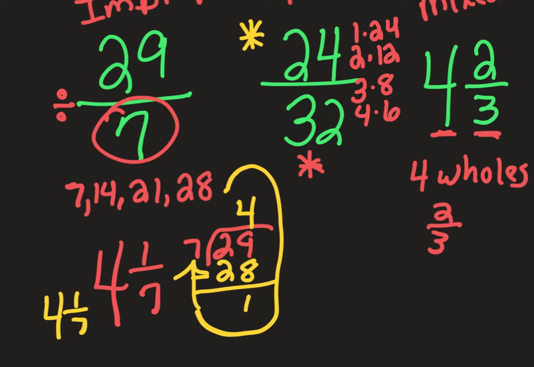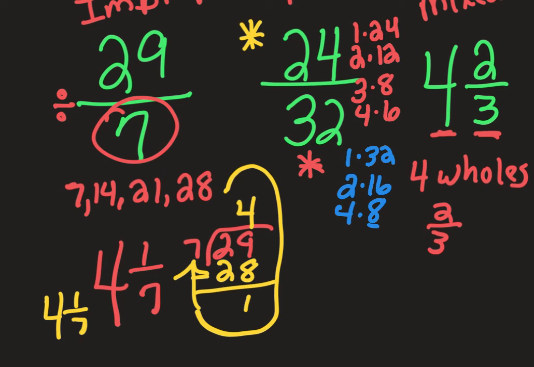And then I go down to 32, and I know 1 times 32 works. I know 2 times 16 works. 3 doesn't work. I know 4 times 8 works. 5 doesn't work. 6 doesn't work. 7 doesn't work, and I'm back to 8.